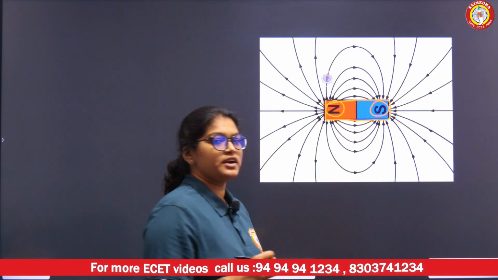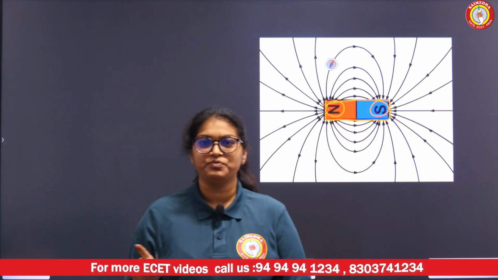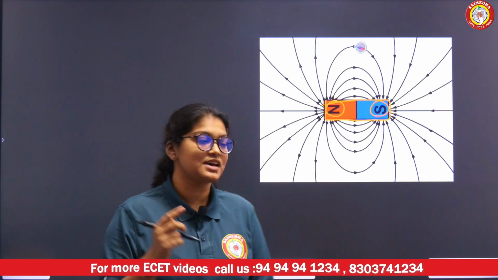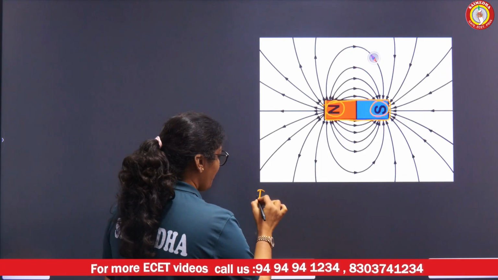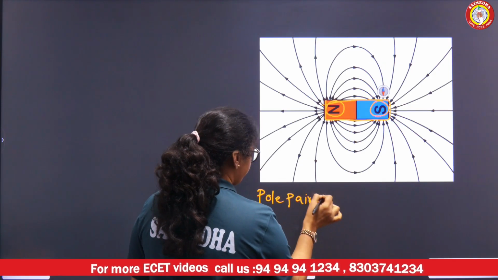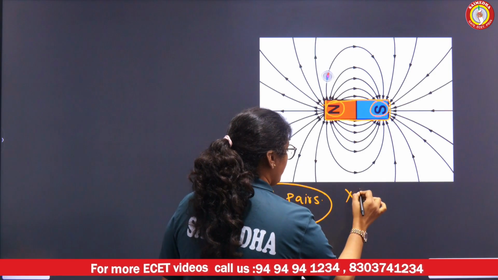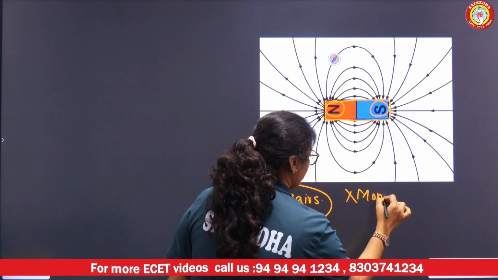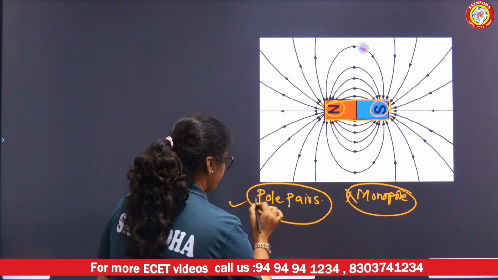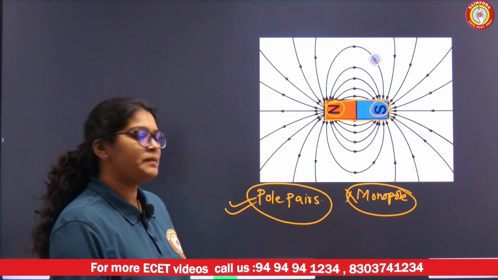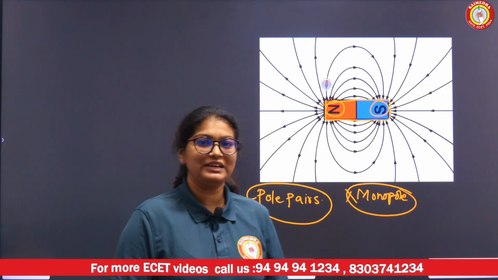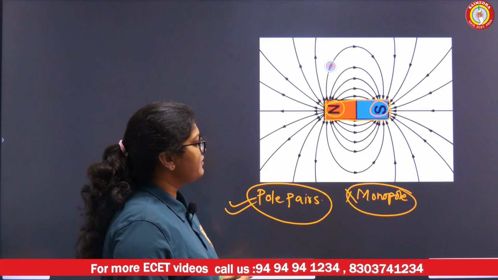So always remember, a monopole does not exist. Definitely we should have two poles, which means these are pole pairs. Always pole pairs should be there. There should never be a monopole. Clear? Okay. So there should always be pole pairs, and the number of poles should be even, like 2, 4, 6, 8. Clear? So that's the first thing we have to know.